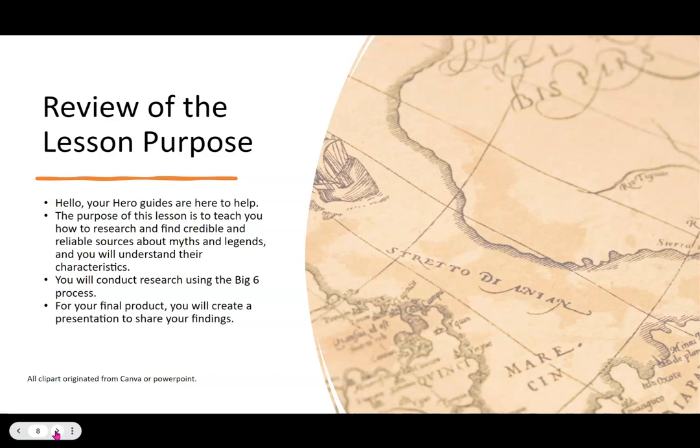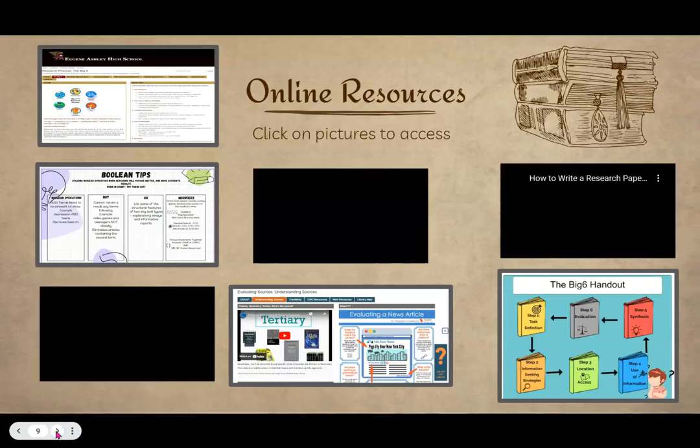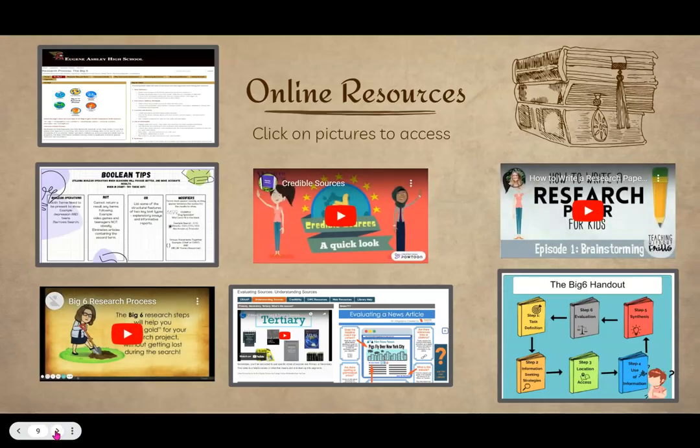The purpose of this lesson is to teach you to find the credible sources and reliable sources. It's to help you understand that big process. And for your final product, remember, we're going to create something fun. Now, your sources. We have many online sources. These are just what I think are the best. You have this video, which is the Big Six process itself. So if you forget what I'm telling you, you can go back and click on it.